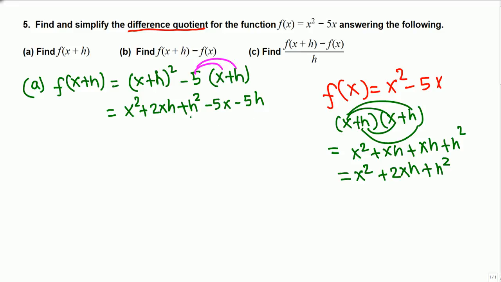Let's try to simplify here. x squared, 2xh, h squared, negative 5x, negative 5h: all five terms are unlike. None of them are like terms. So this is it. That's part A. Let's go to part B.